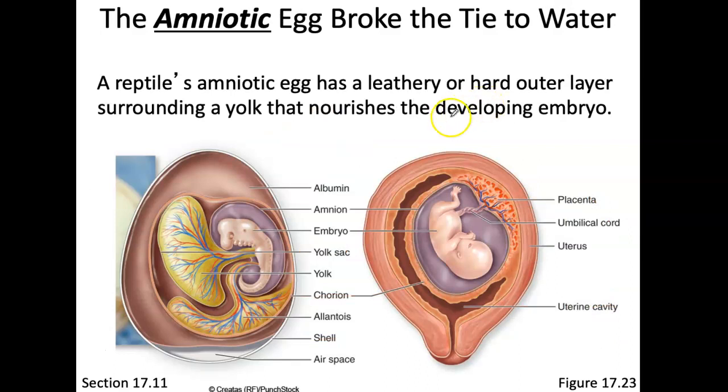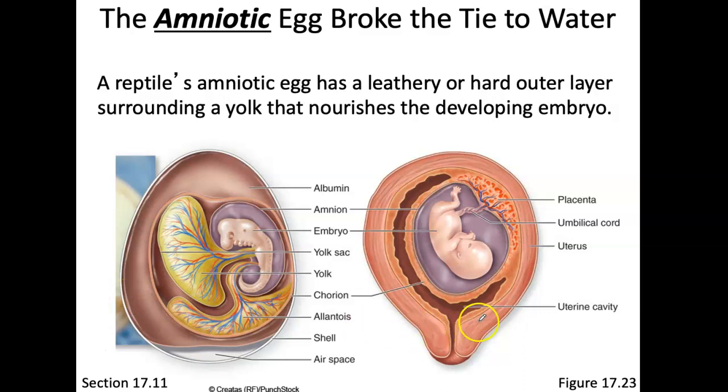So the amniotic egg, right? This is an egg with an amnion here, and it is moist and wet, and it has a leathery outer layer for the egg so that it does not dry out, and it has its own yolk so that it can nourish the developing embryo. In that way, you have your moisture all enclosed in this shell, and that then allows you to not have to lay it in the water.